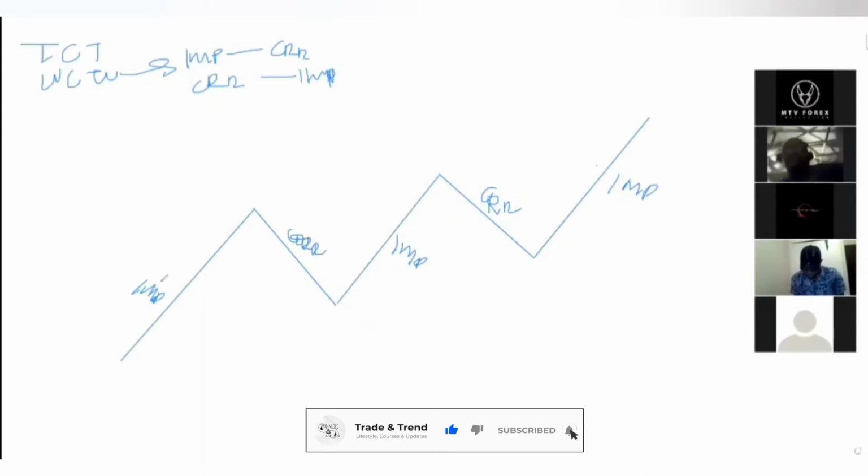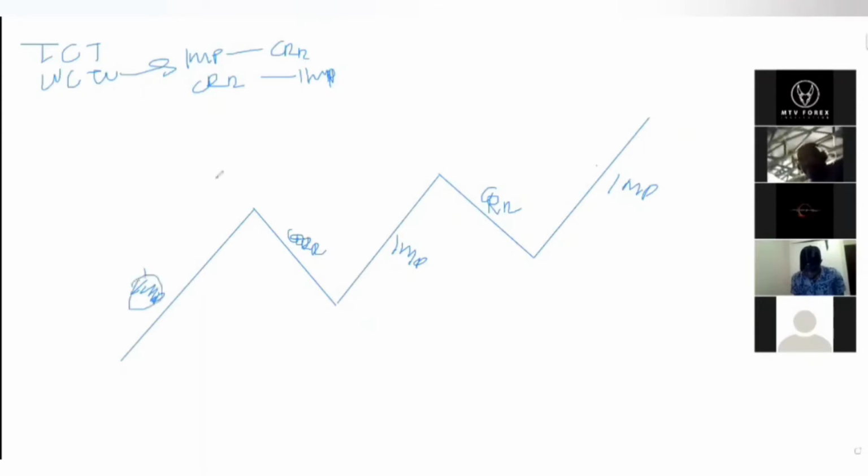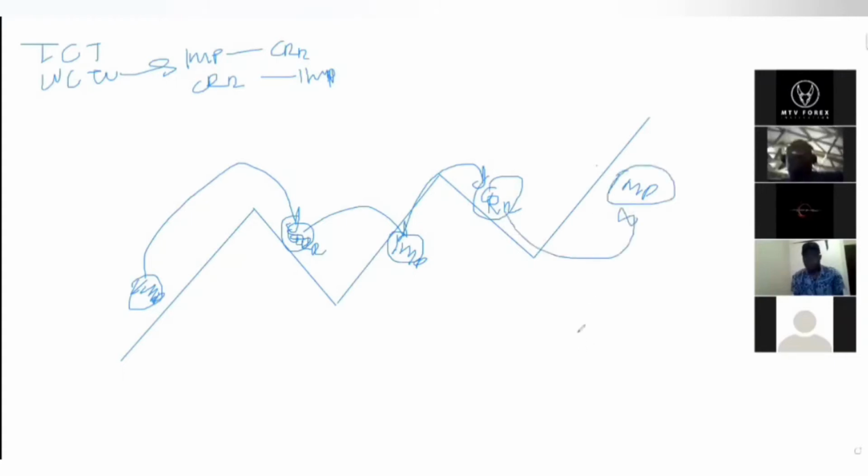So yeah, let's talk about this now. An impulsive wave created a correctional wave. A correctional wave created an impulsive wave. An impulsive wave created a correctional wave. A correctional wave created an impulsive wave. That's how simple it is. An impulse creates a correction creates an impulse. Simple as ABC. Okay, so now let's get into this.